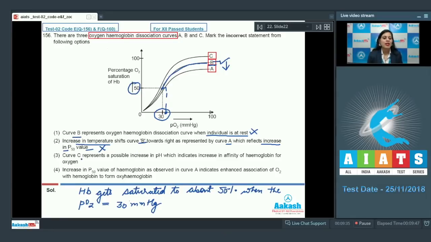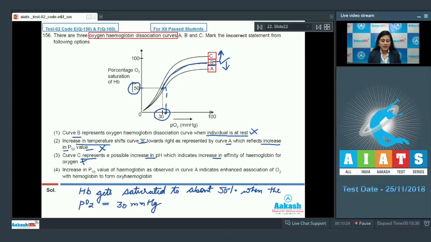Our next statement is curve C represents a possible increase in pH. By increase in pH we mean if B represents normal physiological conditions or an individual at rest, then an increase in pH from this normal level could be alkaline conditions, and this indicates increase in affinity of hemoglobin for oxygen, and this is a correct statement but cannot be a correct answer to our question. Why? Because this increase in pH will increase the affinity of hemoglobin for oxygen and will shift the curve towards the left side from B to C.